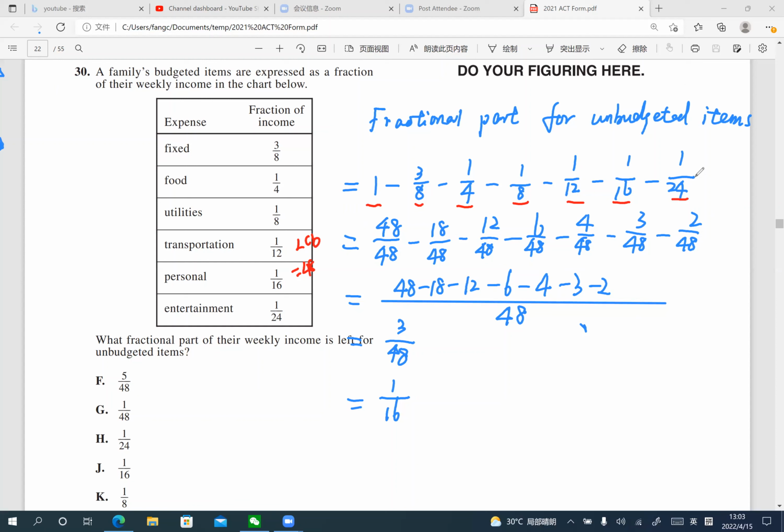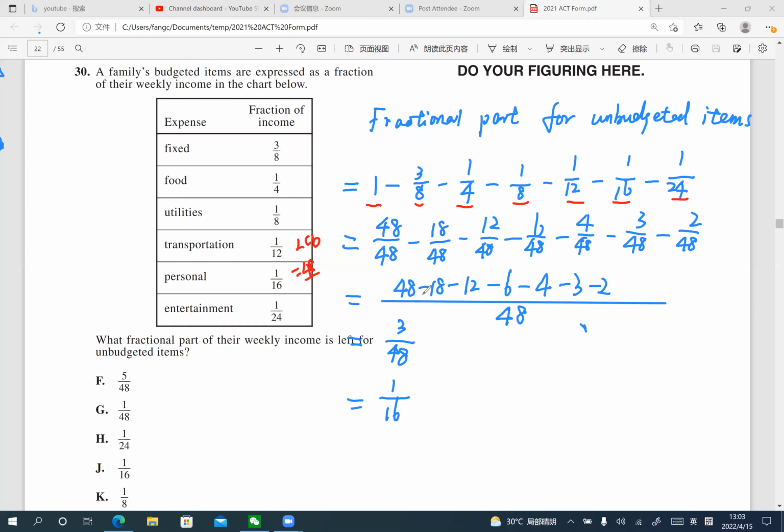Then we rewrite those fractions with the same denominator. The least common denominator is 48. So the expression equals 48 divided by 48 minus 18 over 48 minus 12 over 48 minus 6 over 48 minus 4 over 48 minus 3 over 48 and 2 over 48.